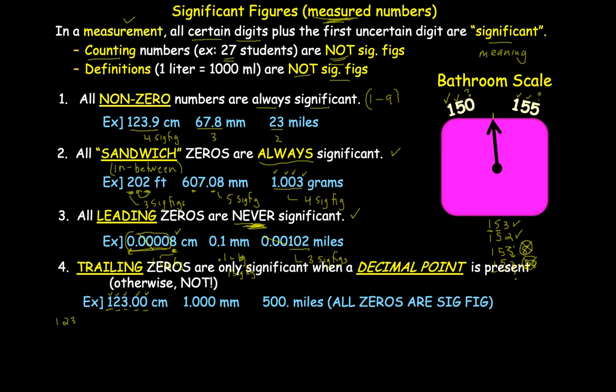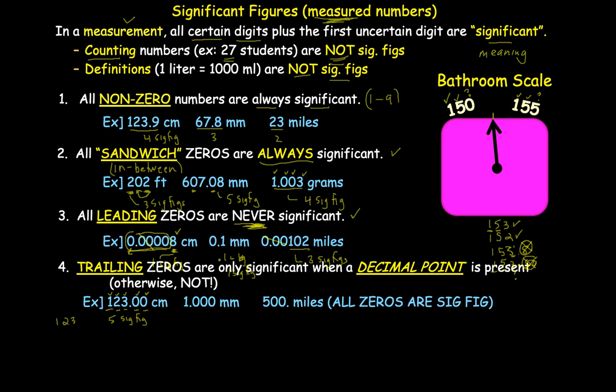So why do we write 123.00 versus 123? Are they the same? Well, they're the same numerically, but this has more meaning because it's more precise, right? You're going to the 2 extra zeros. So this would have 5 sig figs. That's because the person who measured this measured to the extra 2 digits.